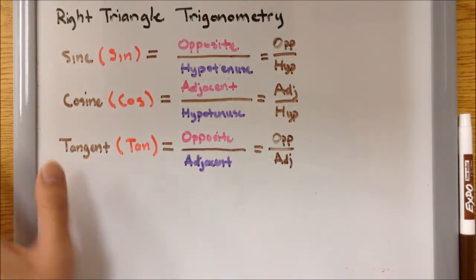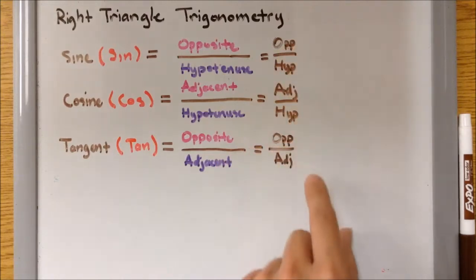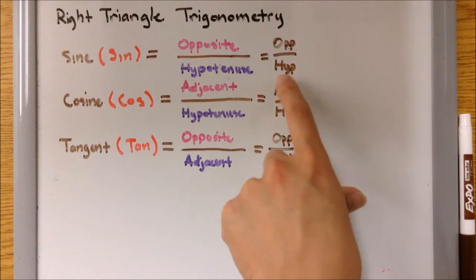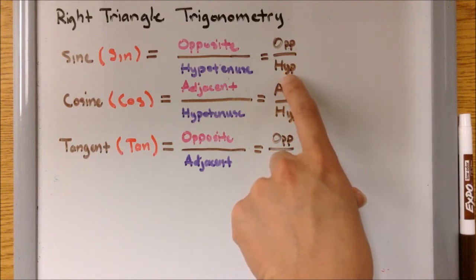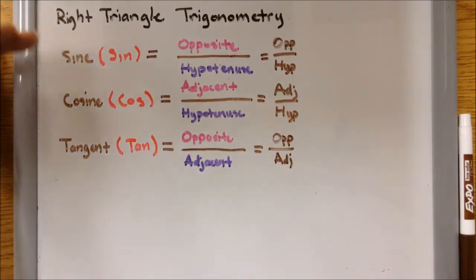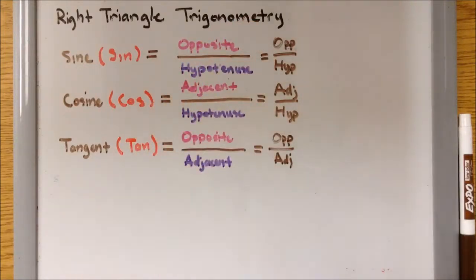Now, since the words are quite long, we use short abbreviations for them. So when you see this word, it means opposite. And then we use this abbreviation for hypotenuse. And then we use this abbreviation for adjacent. So when we're talking about sine, cosine, and tangent, most likely you'll see these words.